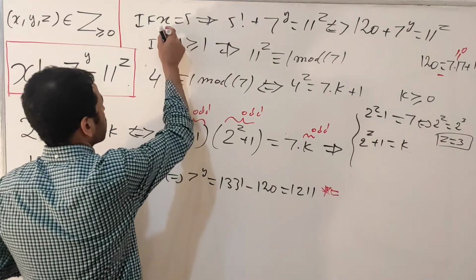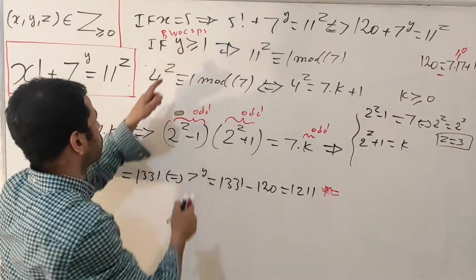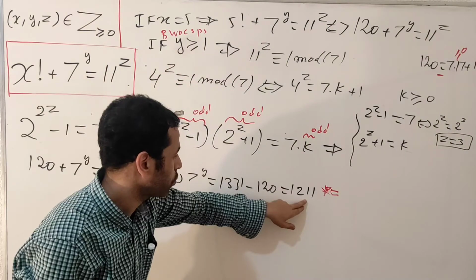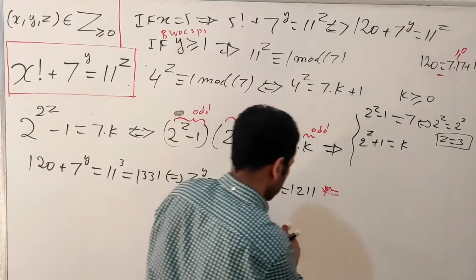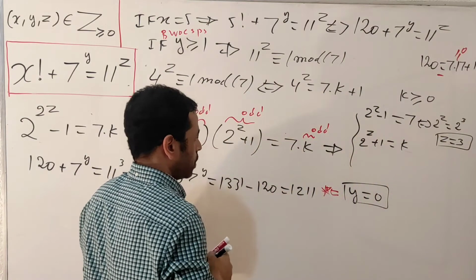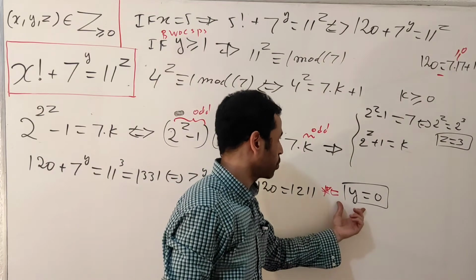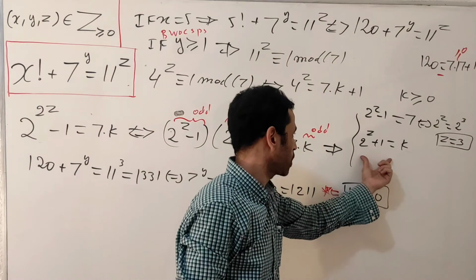So let's put this one by way of contradiction. We suppose y is superior to 1. The problem, we found the contradiction, which means y is not superior to 1, but y must be equal to 0. Okay, but we are not finished yet because we have taken only one possibility. Let's check the other possibility.